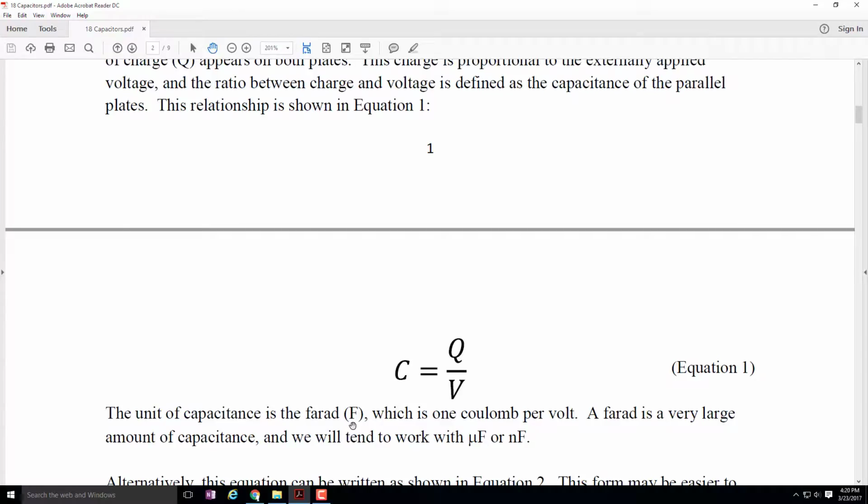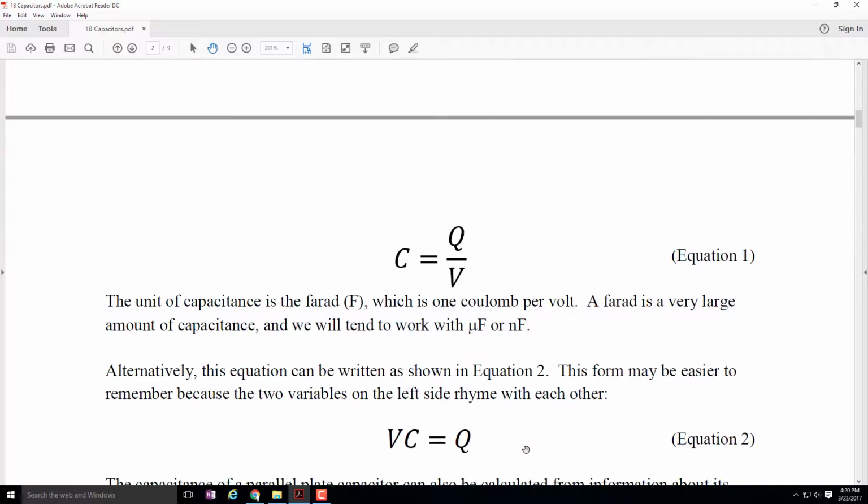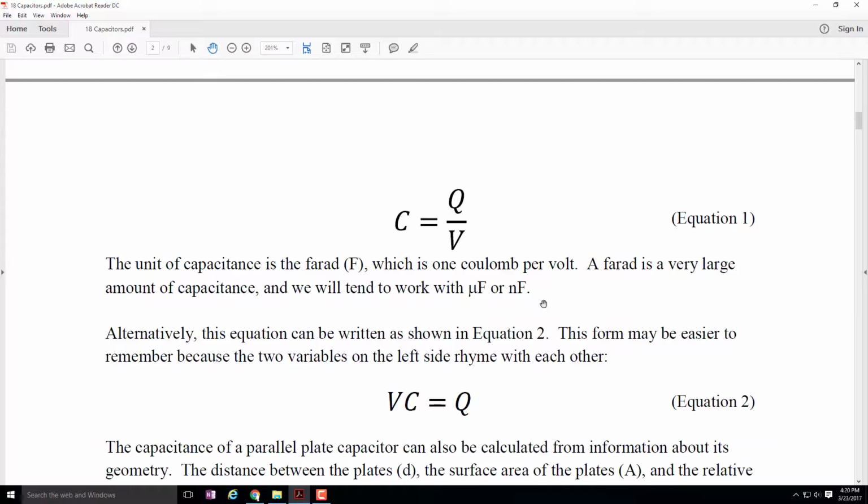The farad is actually a very large amount of capacitance. I don't believe I've ever held a 1 farad capacitor. Maybe I have, but they would be like the size of a Coke can, if not larger. Most of the time, we're going to be working with capacitors that are much smaller, on the order of microfarads or nanofarads. So we're talking about relatively small capacitors. And although equation 1 is the fundamental definition of C, I usually tend to remember it as VC equals Q.